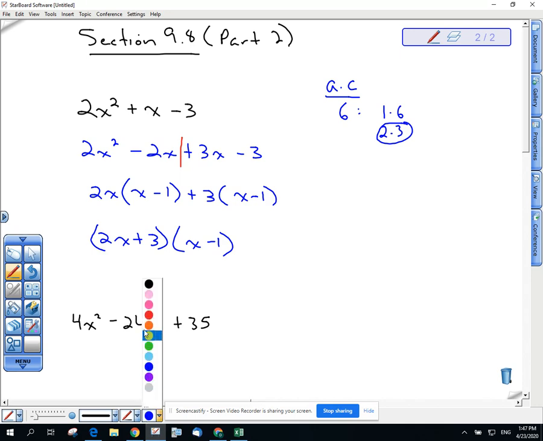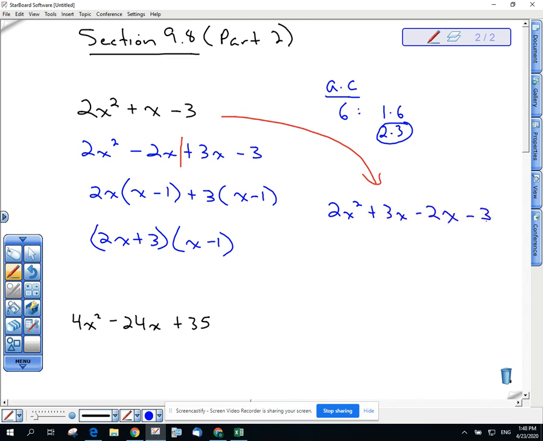Now, a natural question comes up here, which is, what if we had done it the other way? What if I had flipped those 2 middle terms? What if instead of writing 2x squared minus 2x plus 3x minus 3, we said 2x squared plus 3x minus 2x minus 3? Now, when I say flip, I mean completely flip. Positive 3x is still positive 3x here. Negative 2x is still negative 2x. You can't flip the numbers and leave the signs where they are, or flip the signs and leave the numbers where they are.